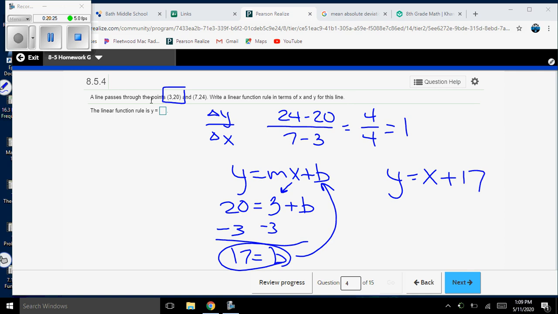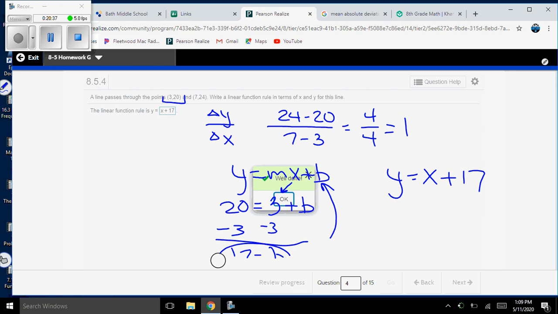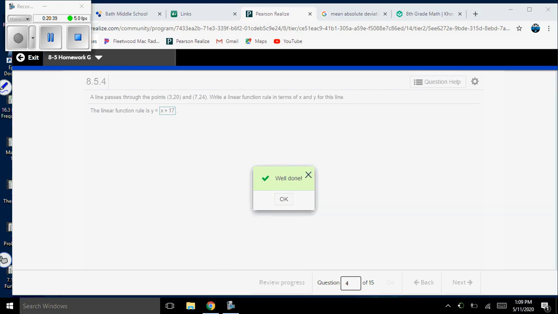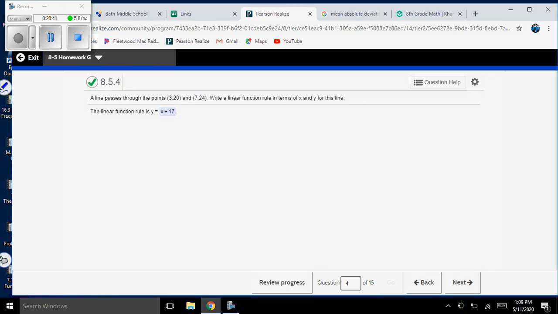So let's see if that works. y equals x plus 17. Boom. Okay. You're going to have to probably work on that one just a little bit if you're finding some issues there. Let's do one more.